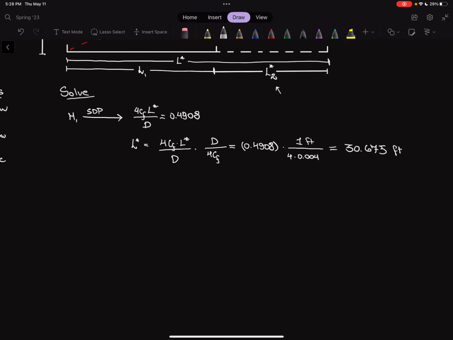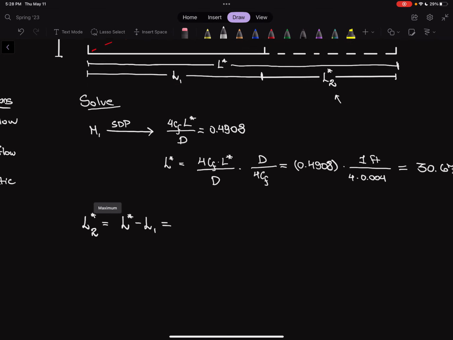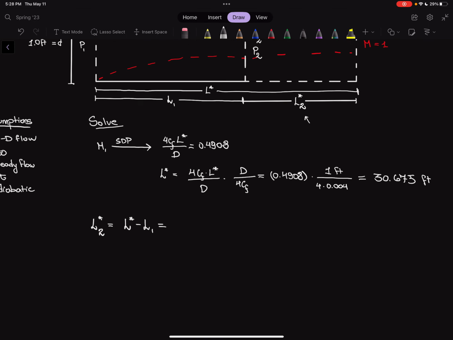Now, to find L2, that's going to be equal to L star minus L1. And that's going to be equal to, did they give us, that was 8, right? L star minus L1, so that's going to be 30.675 feet minus 8 feet. So we're going to get 22.675 feet. Now, why is that useful?